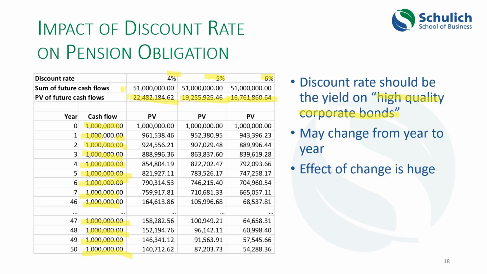Let's just look at that payment that's due in year 50. At a 4% discount rate, that $1 million payment in year 50 is in present value only $140,000. At a 5% discount, it's dropped significantly to 87. And at a 6% discount, the present value of that is only 54. So that's where the big change is happening, in those distant amounts that are being discounted at 4, 5, or 6%. So you can see that the discount rate that's chosen by the company to represent what the yield would be on high quality corporate bonds is going to have a huge impact on the pension obligation.